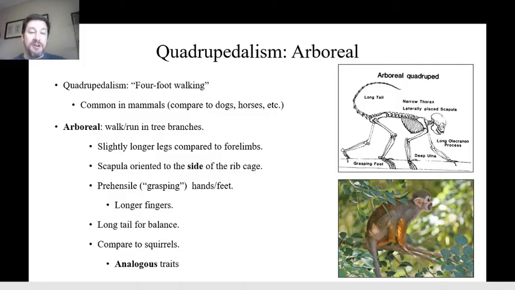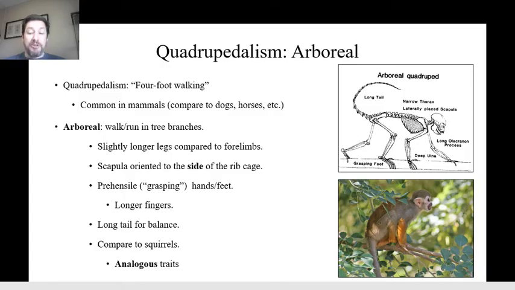Your scapula are going to be on the sides of the rib cage, so now we can't brachiate, right? We're more like a dog in terms of where our arms and shoulders are positioned. You're going to have prehensile hands and feet, grasping hands and feet, because you need to be able to grab onto tree branches. And then you can also use those prehensile hands to grab things like food and manipulate it.